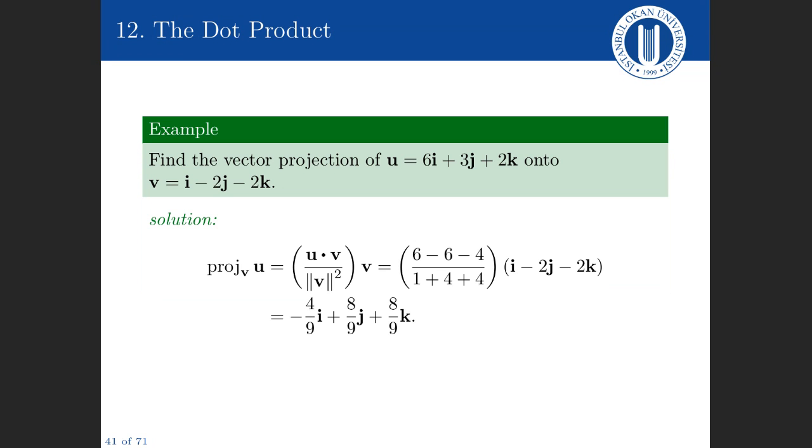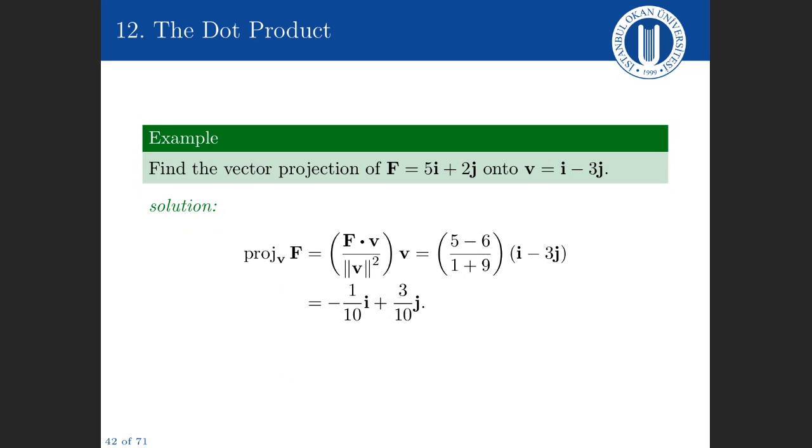For example, find the vector projection of the vector 6i plus 3j plus 2k onto the vector i minus 2j minus 2k. I'll leave this for you to check. If we use our formula, which I said you need to remember, and put all the numbers in, we calculate a vector. The answer should be a vector: minus 4 over 9 i plus 8 over 9 j plus 8 over 9 k. I will leave that for you to check later when you read the lecture notes.